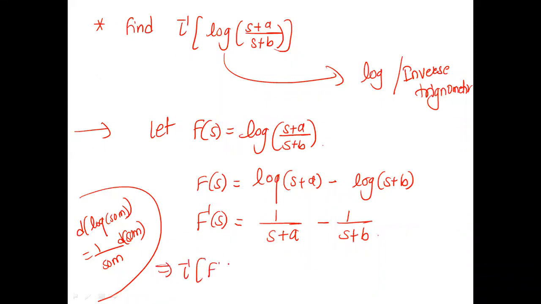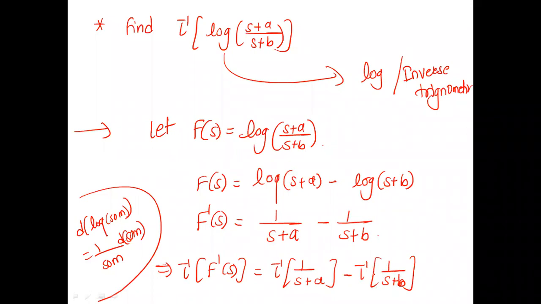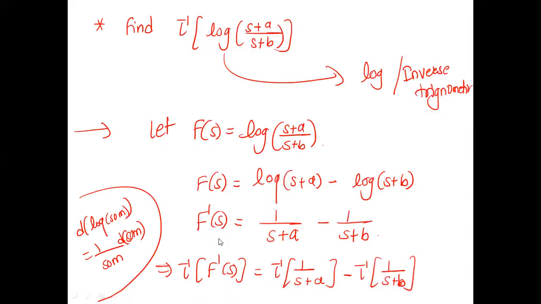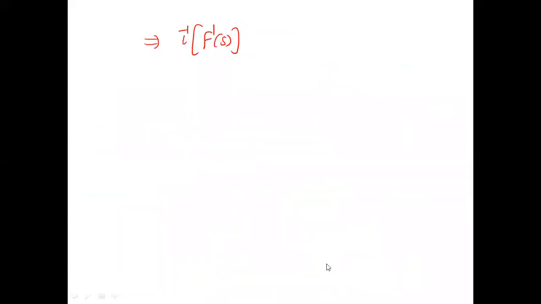And now you have to find its Laplace inverse. So take Laplace inverse on both sides. It is Laplace inverse of 1 upon s plus a. Can we separate the Laplace inverse? Yes, by linearity. So we get Laplace inverse of f dash s as e raised to minus at. Don't forget t. e raised to minus at minus e raised to minus bt. Correct.